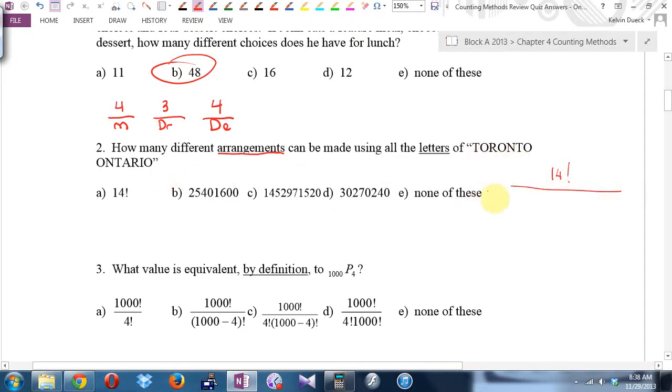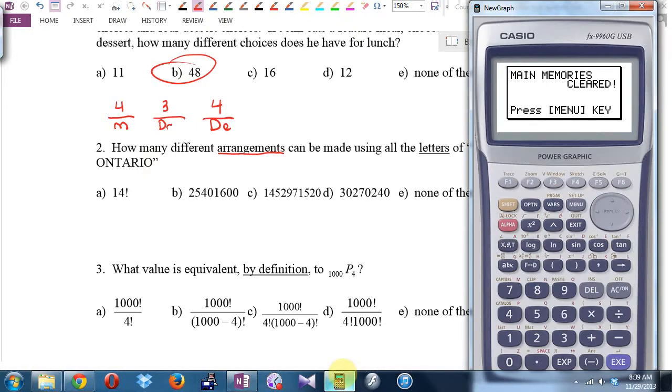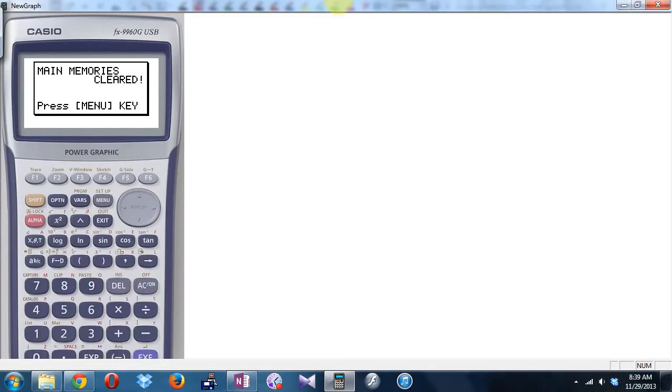1, 2, 3 T's. 1, 2, 3, 4, 5 O's, 2 R's, I already did the O's, 2 N's, I already did the T's, I already did the O's, I already did the N's, I already did the T's, 1 A, I already did the R's, 1 I, okay, there it is, that's what I'm going to type in.